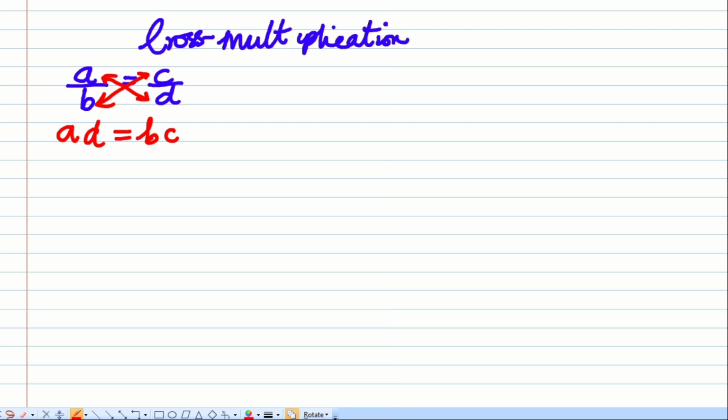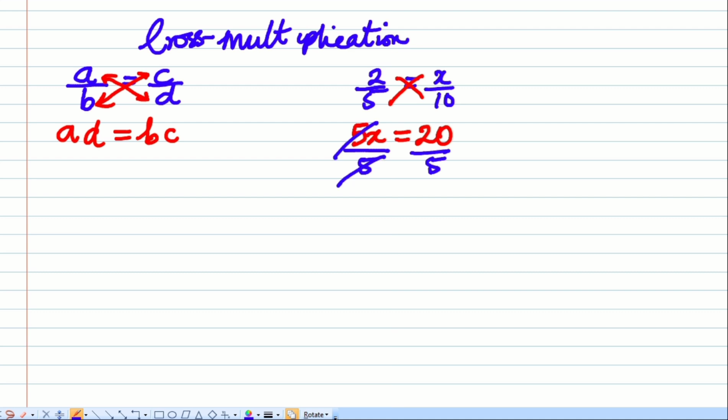Now, we can use it to solve simple questions. Let's say we have a problem like this: 2 over 5 equal to x over 10, for instance. Using cross multiplication, 5 times x, which is 5x, must be equal to 2 times 10, which is 20. So now we just divide both sides by 5, which is the coefficient of x. So 5 is going to cancel. x is equal to 4.